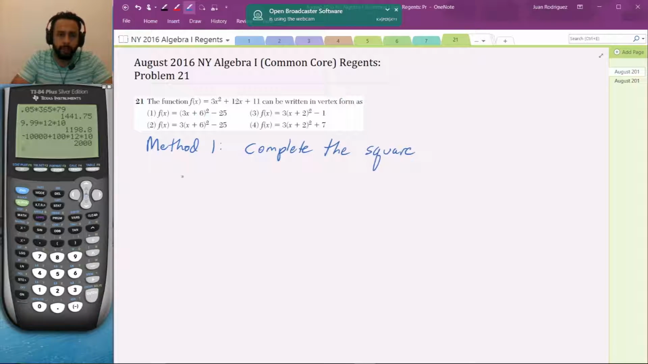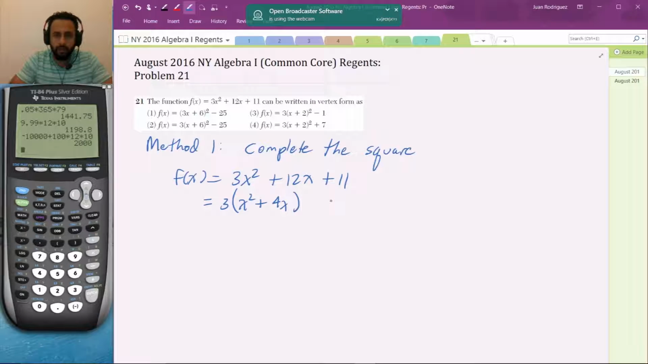Okay, so I got f of x is equal to 3x squared plus 12x plus 11. So I need to work with this part first, with the part that doesn't include the 11. So this is equal to 3 times x squared plus 12 divided by 3 is 4, so 4x plus 11.